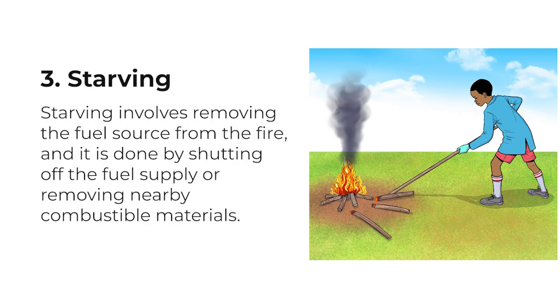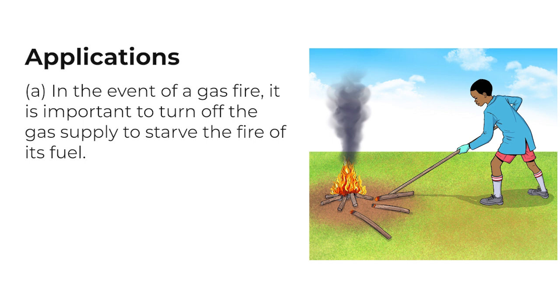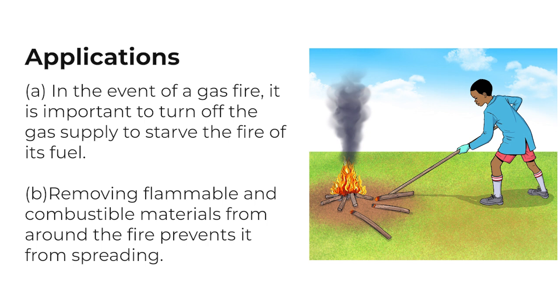Number 3 is starving. Starving involves removing the fuel source from the fire, and it is done by shutting off the fuel supply or removing nearby combustible materials. In the event of a gas fire, it is important to turn off the gas supply to starve the fire of its fuel. You also remove the flammable and combustible material from around the fire to prevent it from spreading.